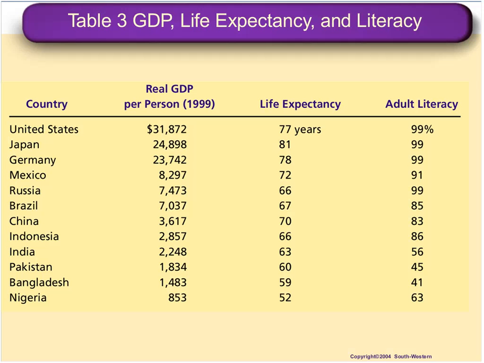So look at here, countries like United States, Japan, Germany, Mexico, Russia, Brazil, China, Indonesia, India, Pakistan, Bangladesh, and Nigeria. Look at the real GDP, the first one, 1999. You see, United States of America has the highest GDP among all of these countries. And we have Germany as the second country.